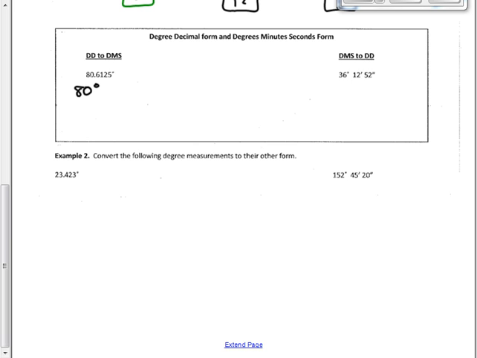And the way that we change that 0.6125 into minutes is by multiplying that by 60. The reason I use 60 is just like in a clock where there are 60 minutes in 1 hour. There are 60 minutes in 1 degree when we're talking about degrees. And so when I multiply 0.6125 times 60, I get 36.75.